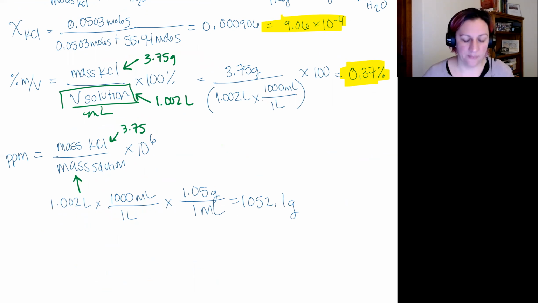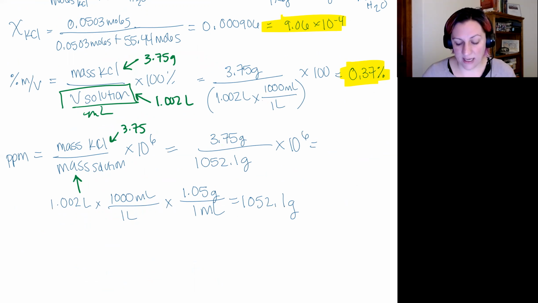So I'll use that. My parts per million is going to be equal to 3.75 grams divided by 1,052.1 grams times 10 to the sixth. And that gives me a value of 3,676 parts per million.